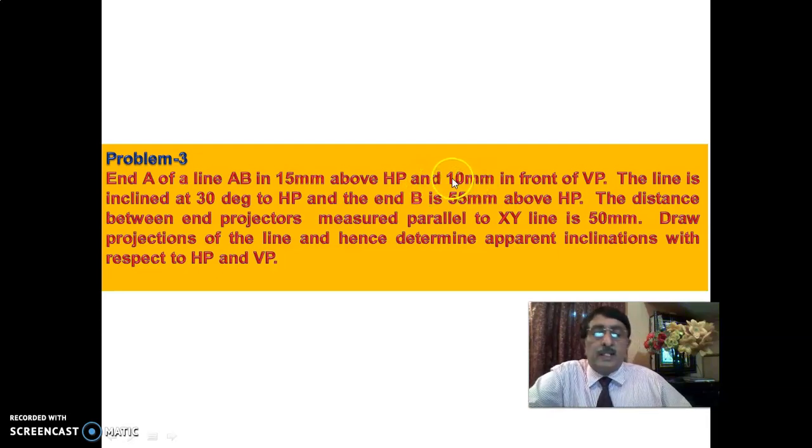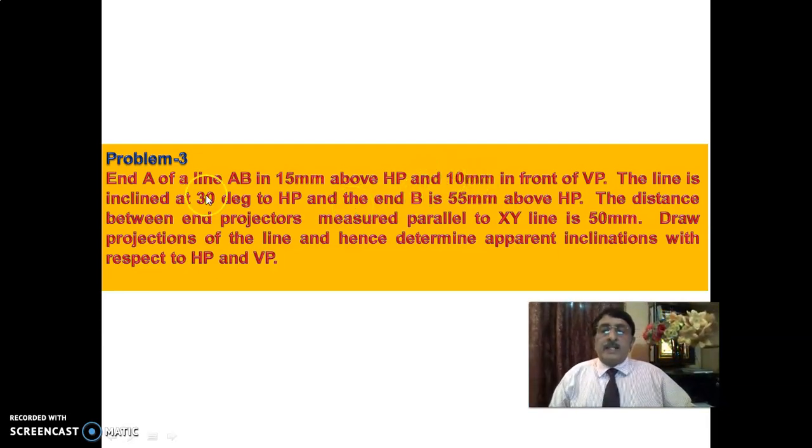Now, the line is inclined at 30 degrees to HP. Oh, this is a parameter. The line is inclined at 30 degrees to HP and end B is 55 mm above HP. That means it is a locus in the front view. That means the second parameter has been given. The distance between the end projectors measured parallel to the XY line is 50 mm. I was telling you this in the earlier session. This is called DBP.